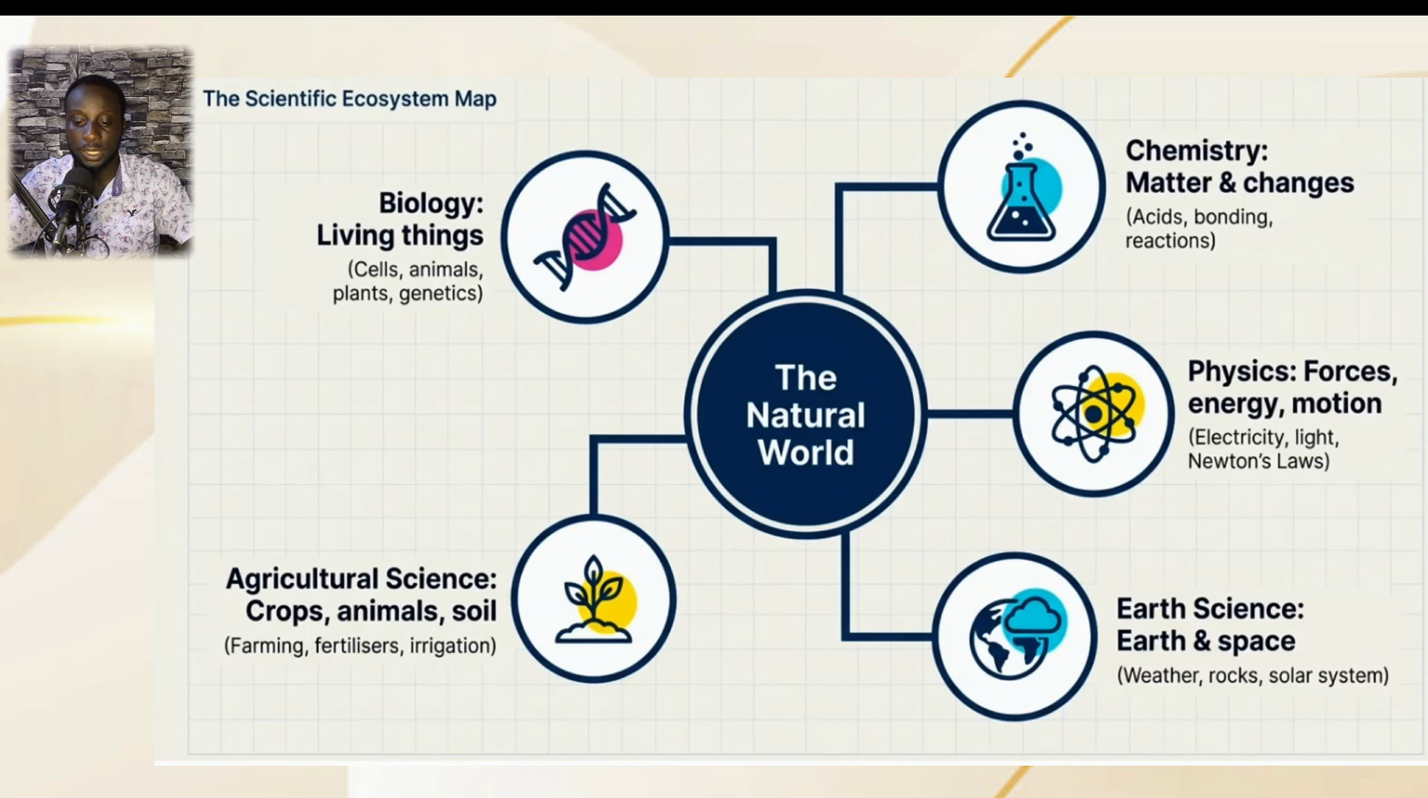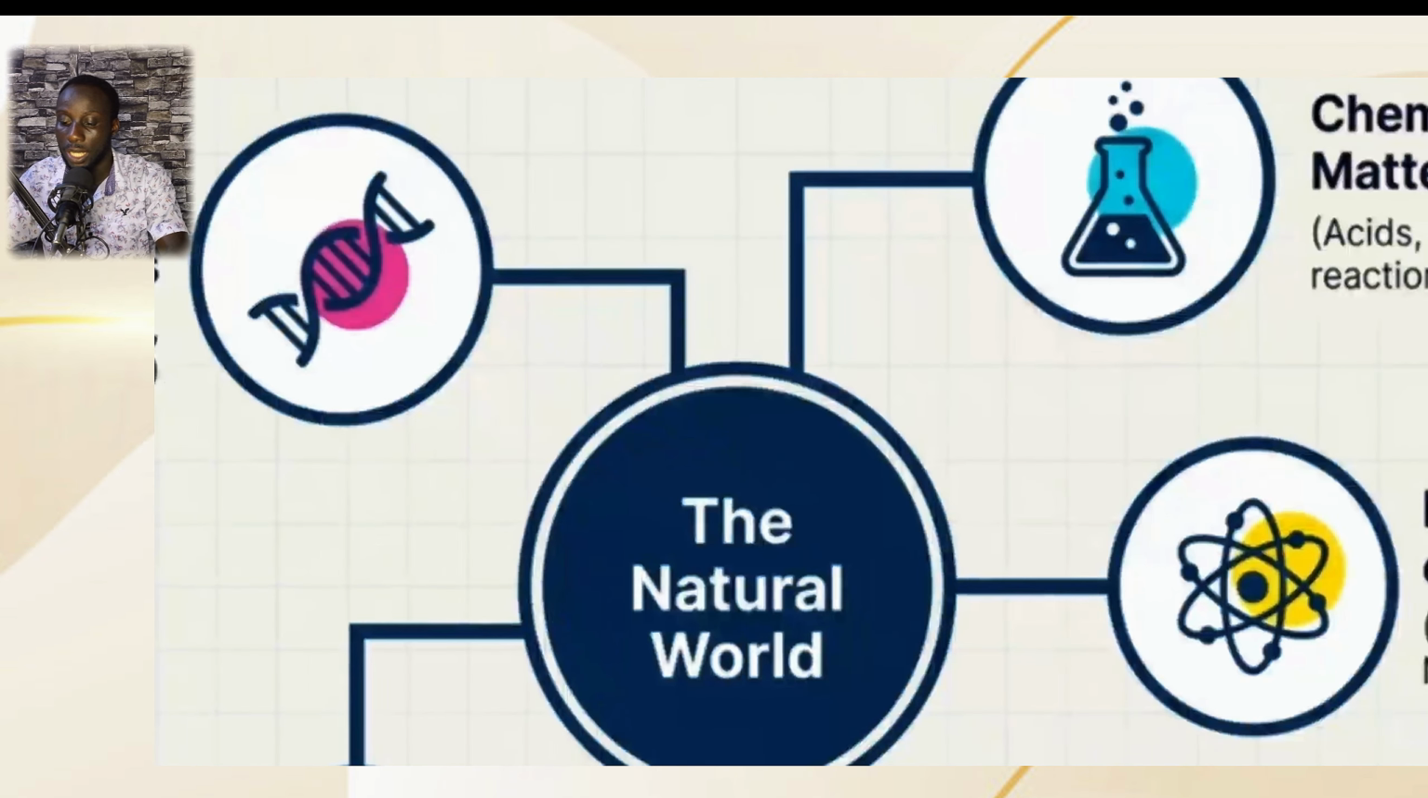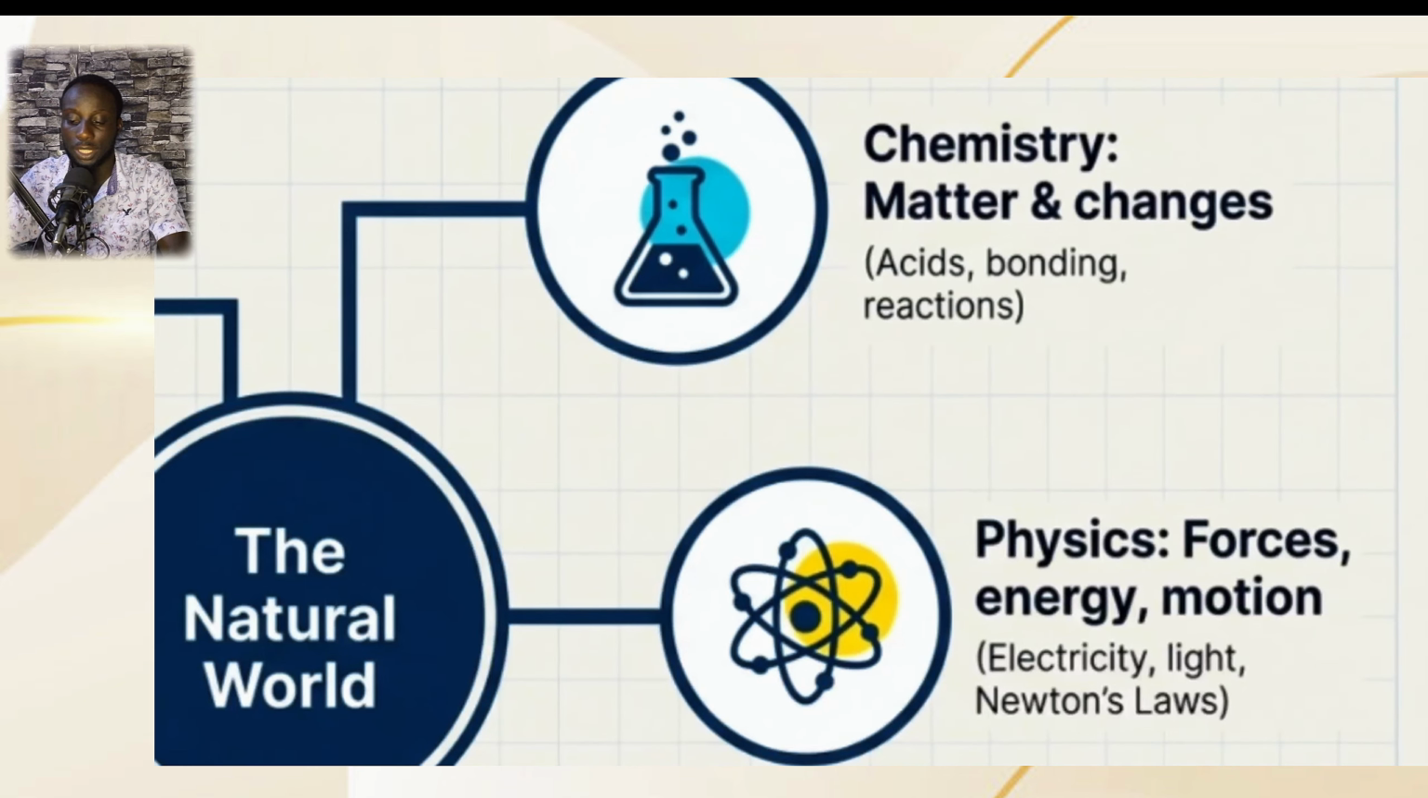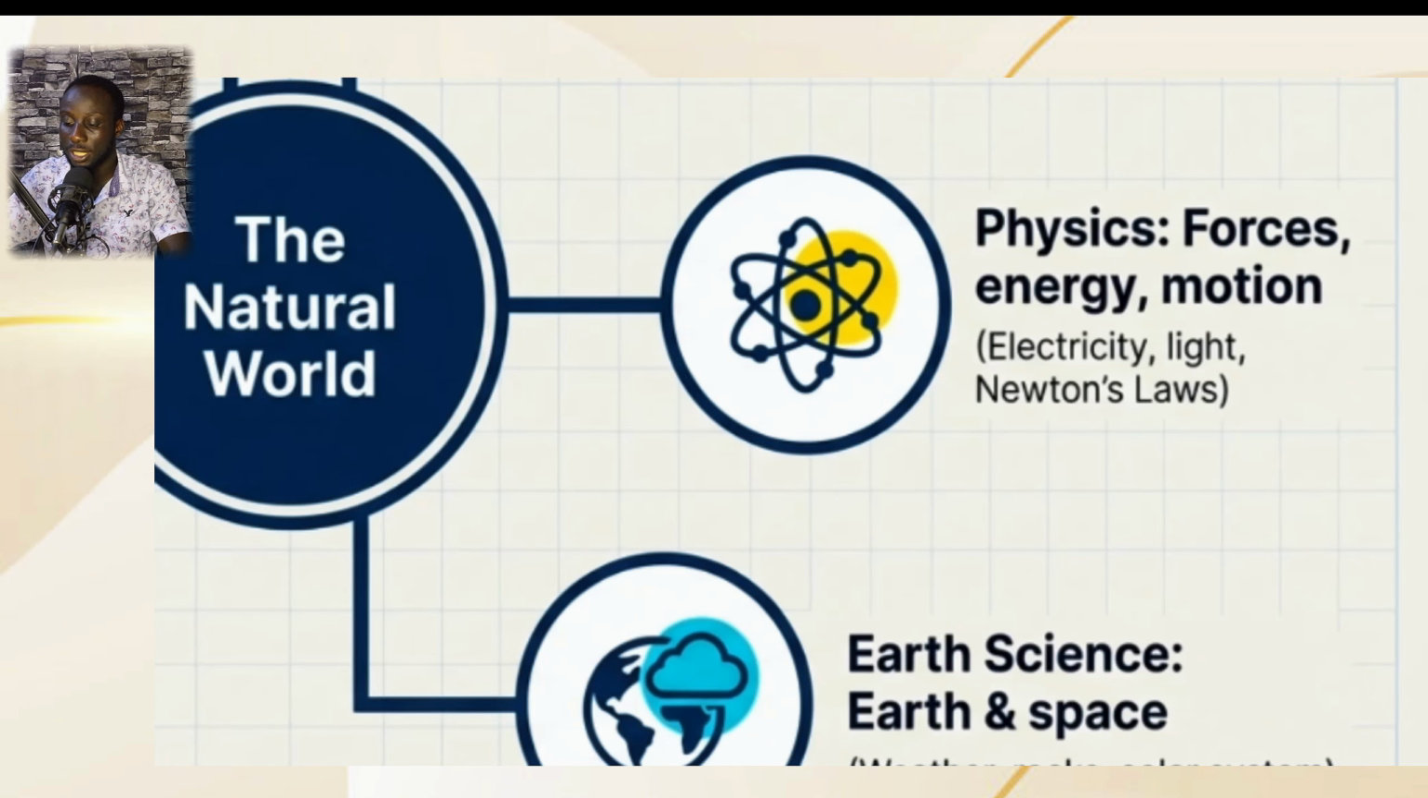Now, we have what we call the scientific ecosystem. Science consists of everything regarding biology, which is living things. Concepts like cells, animals, plants, and genetics all fall into this category. Then the chemistry aspect consists of acids, bonding, and various reactions. And then we have the physics aspect, which consists of forces, energy, and motion. If you go deeper, you have electricity, you have light, and you have Newton's laws.